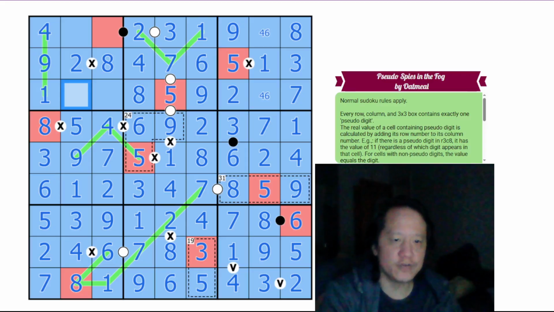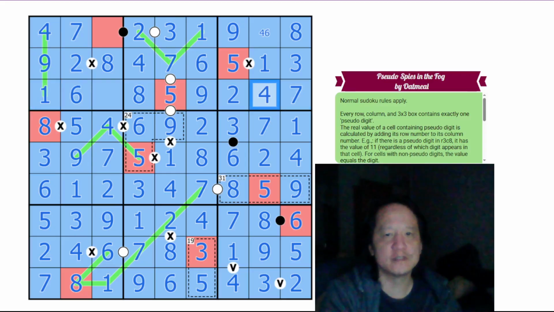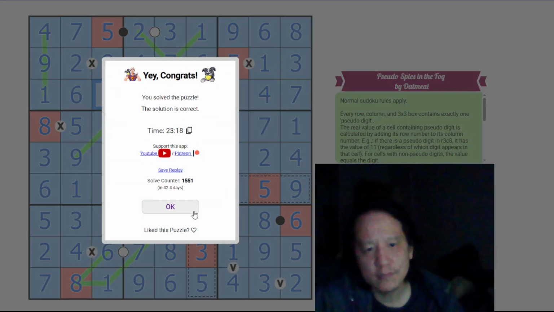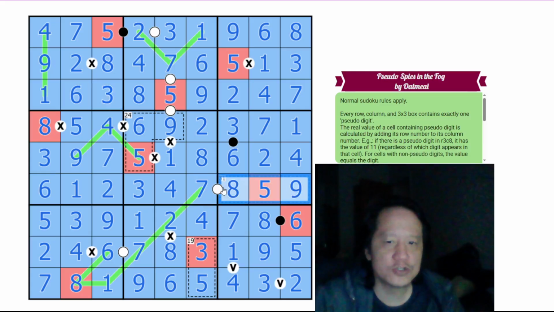That leaves 6 and 7 remaining in column 2. This can't be 7 because of 7 in the row. So this is 6, this is 7. 6 eliminates 6 here, so it's 4 and 6. And that leaves that as a 5 and that as a 3. And that's the solution to this puzzle.